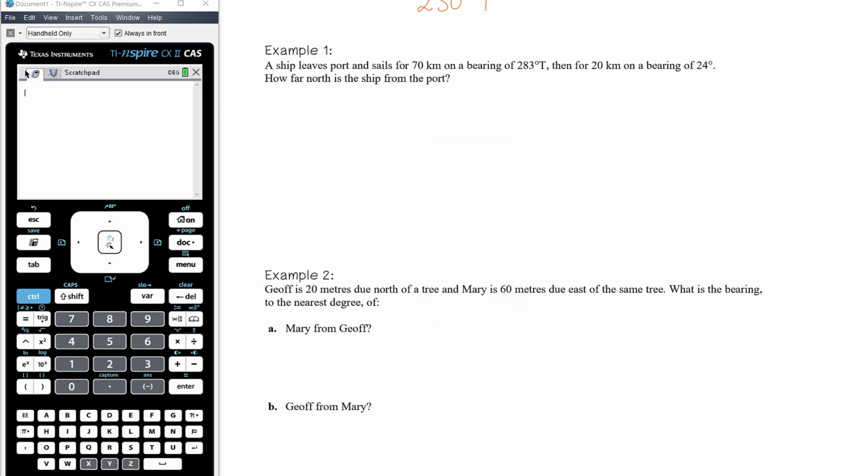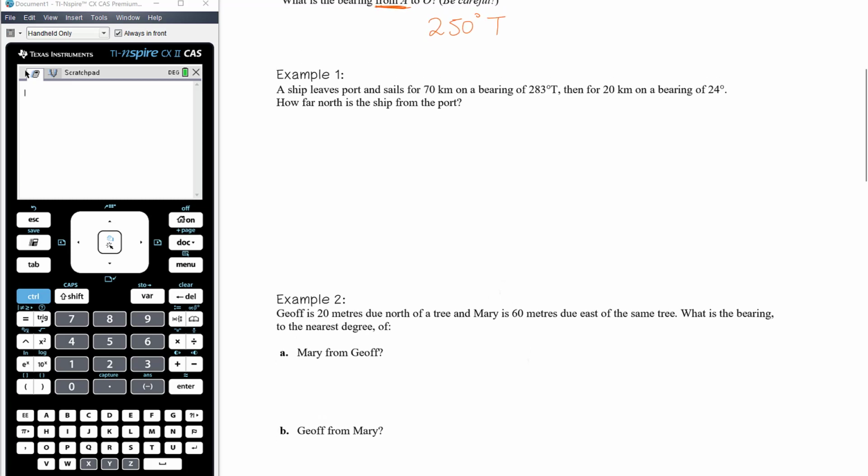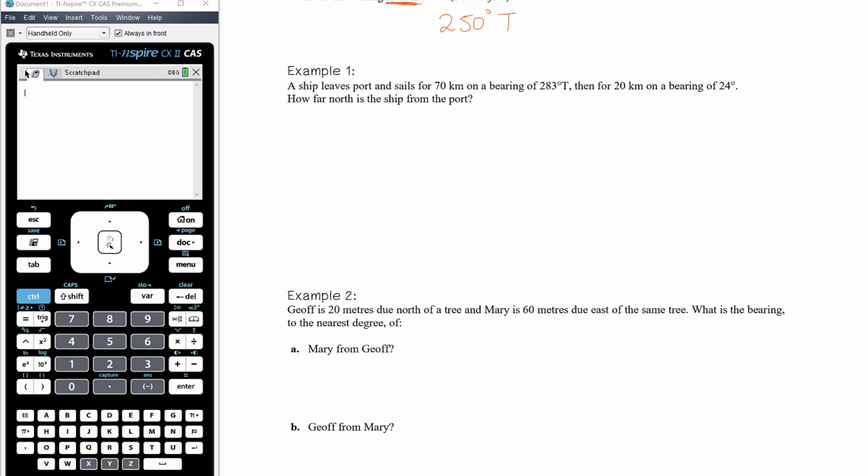Okay, so 283 we sort of said was vaguely northwest, okay? So let's start with that. We're going to start here at the port. I'm going to call that P. If this is directly west, then 283 degrees is somewhere out this way, let's say. And we're going out this far for 70 kilometres. Okay, let's mark a point there.